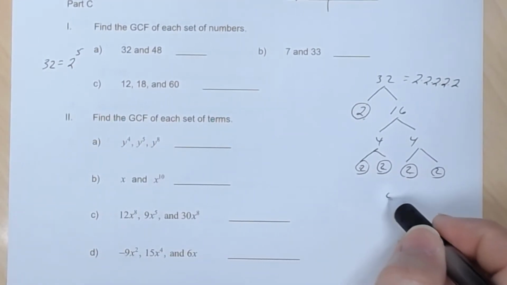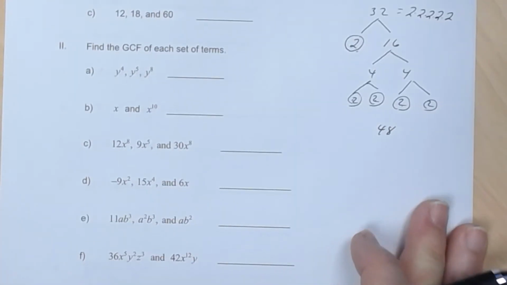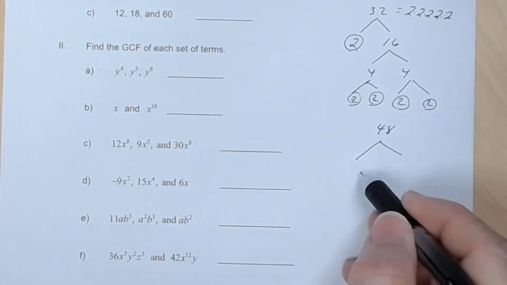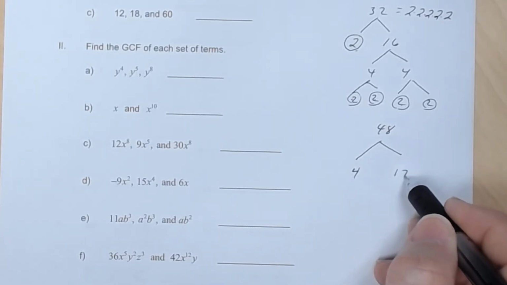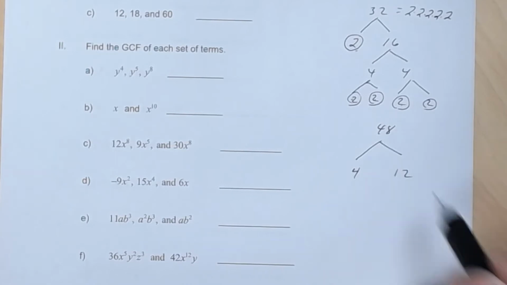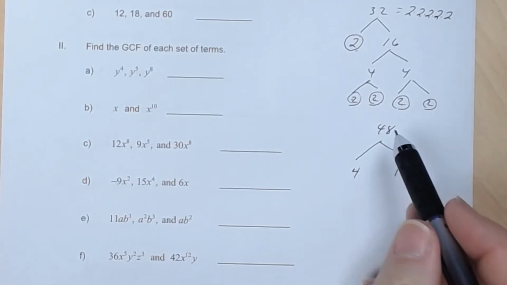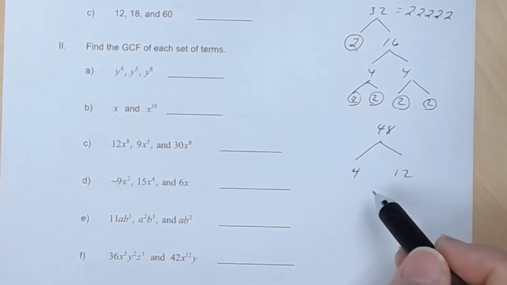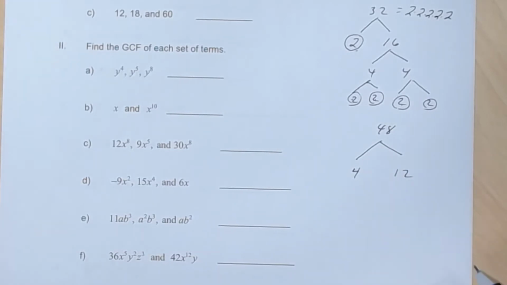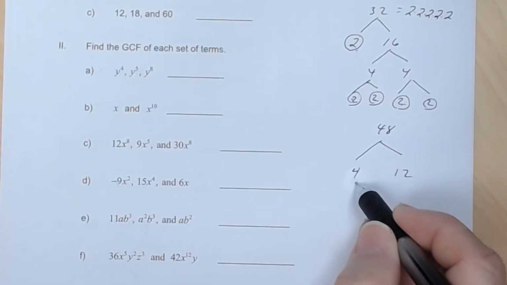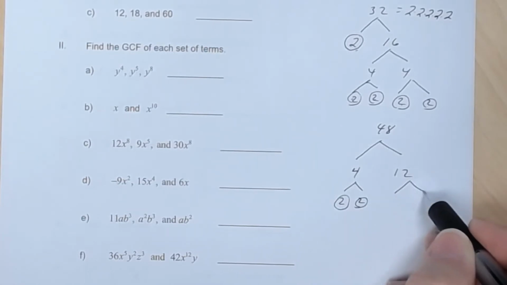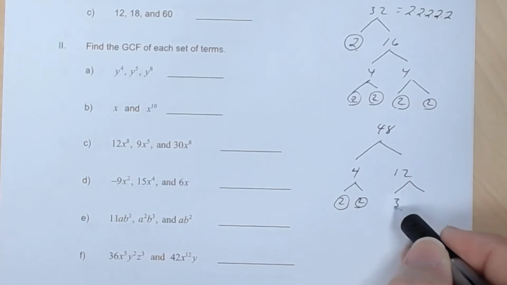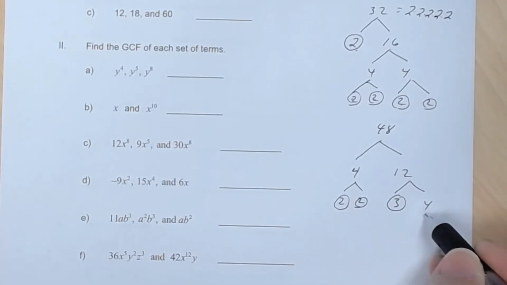Now let's look at 48. When I do the factor tree for 48, I'm going to use 4 times 12. 4 times 12 is 48. You can use any two whole numbers whose product is 48. And 4 I can write as 2 times 2, and 2 is prime. Then 12, I'm going to use 3 and 4. 3 is prime, and 4 I can write as 2 times 2.